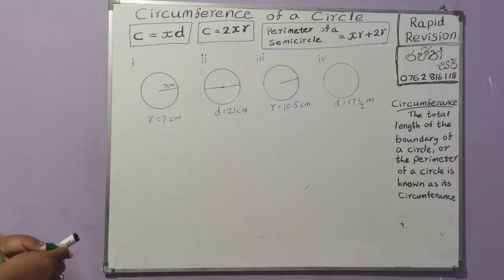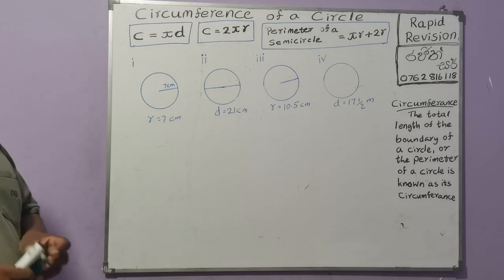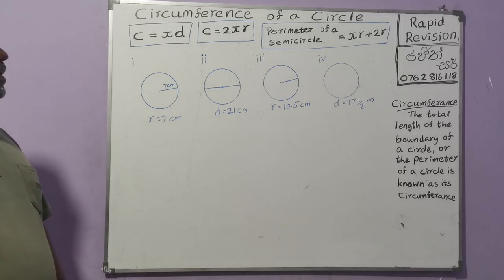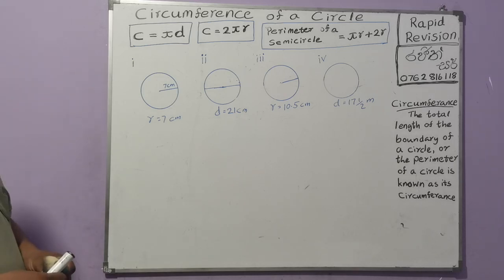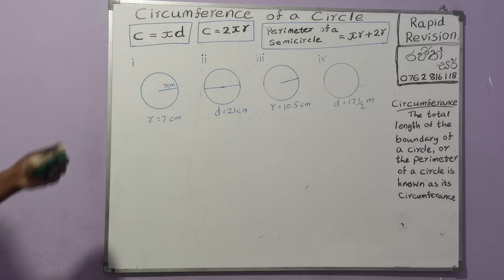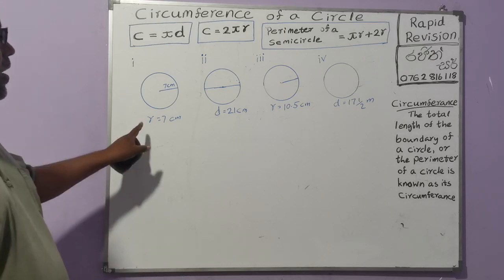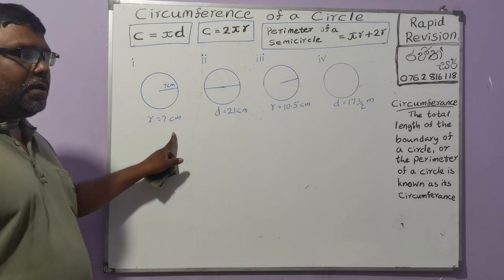Today I ask you to do the exercise of lesson number 18 in the grade 9 book. I have drawn the questions they have given in words in exercise 18.1. The first question is asking the circumference of a circle with radius of 7 centimeter.